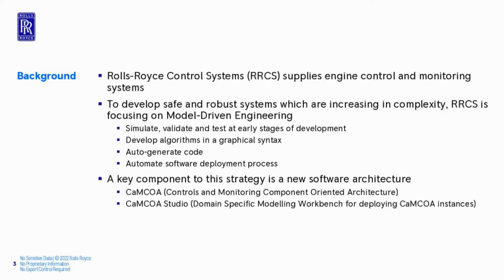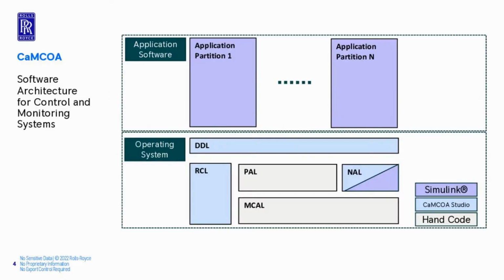and it provides opportunities to auto-generate code and automate processes. So a key component of switching to a model-driven approach is a new software architecture that Rolls-Royce must adopt. This architecture, known as CaMCOA, is a component-oriented architecture which provides a standardized platform to base all new control and monitoring systems on. This architecture supports the development of applications in Simulink, as well as auto-generating all of the code for deploying these Simulink services on different hardware platforms. So we'll be exploring CaMCOA Studio, which is our workbench for deploying instances of the CaMCOA architecture.